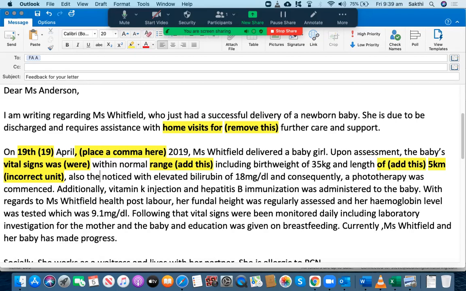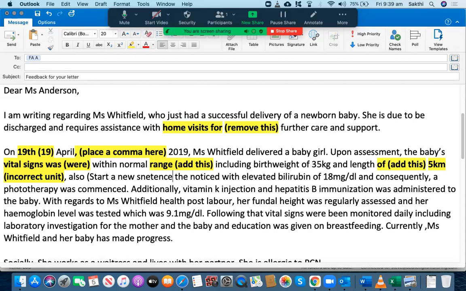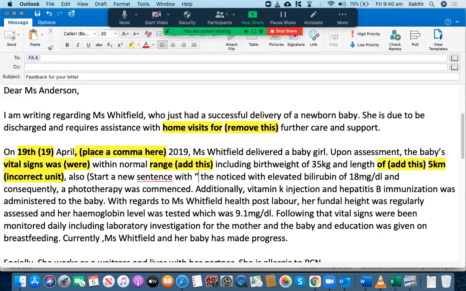"Also, they noticed with the elevated." What is that? I don't know. She should have started a new sentence here. Start a new sentence and place a full stop before it. Start a new sentence with "also". So she should have written "also" in a new sentence. "Also, the noticed with the elevated bilirubin of 18 mg DL and consequently a phototherapy was commenced."